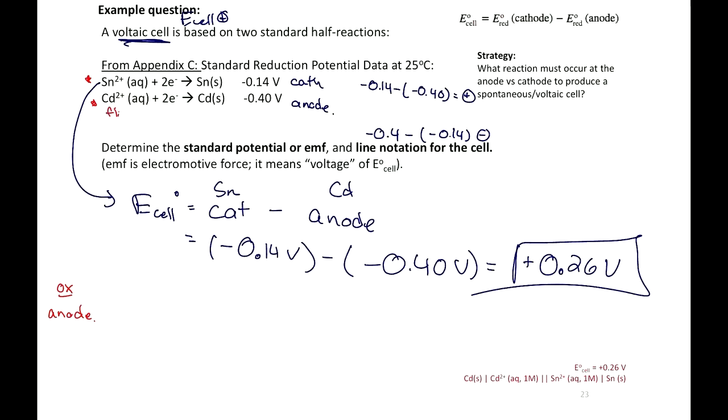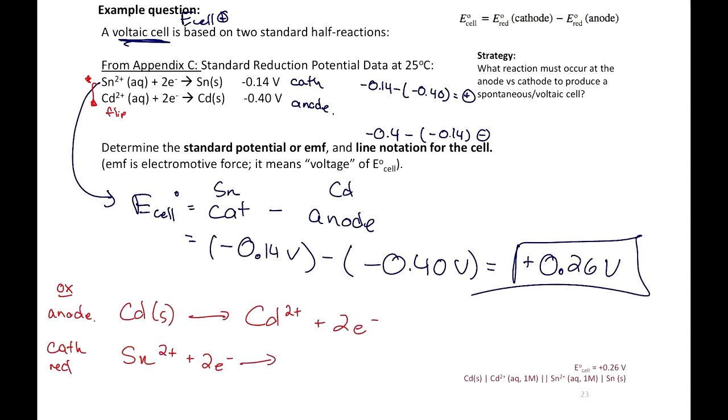So we actually have to flip the cadmium reaction, because that's what's happening. That cadmium solid is being oxidized to cadmium 2+, and you're giving off 2 electrons. That's the reaction that's happening at the anode. While at the cathode, where reduction happens, we can simply rewrite the reduction reaction. Tin 2+ is gaining those 2 electrons, and you're making tin solid. So those are the reactions happening at your anode and your cathode.